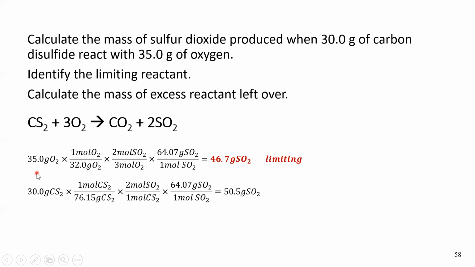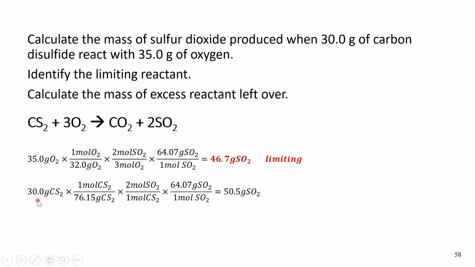35 grams of oxygen. We're going to go from grams of oxygen to moles of oxygen. This time the balanced equation is a 3:2 ratio. And then we're going from moles to grams of sulfur dioxide. So 46.7 grams of sulfur dioxide can be produced in that first step.